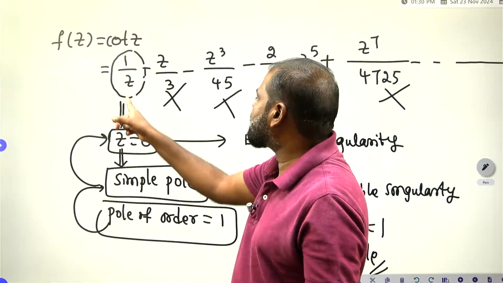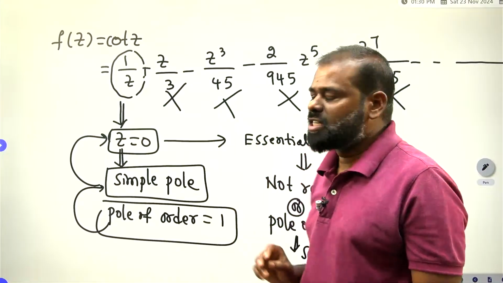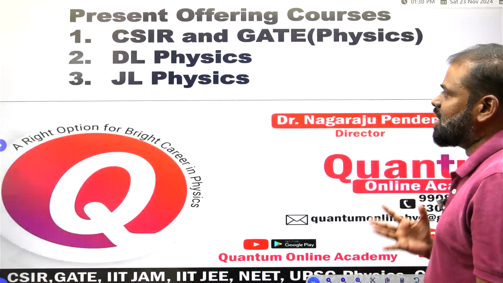How many principal parts are there? In this function, only one principal part is there, right? That is at z equal to 0.